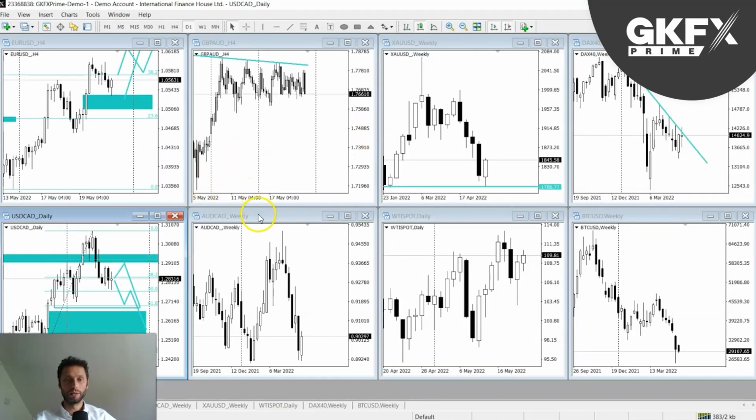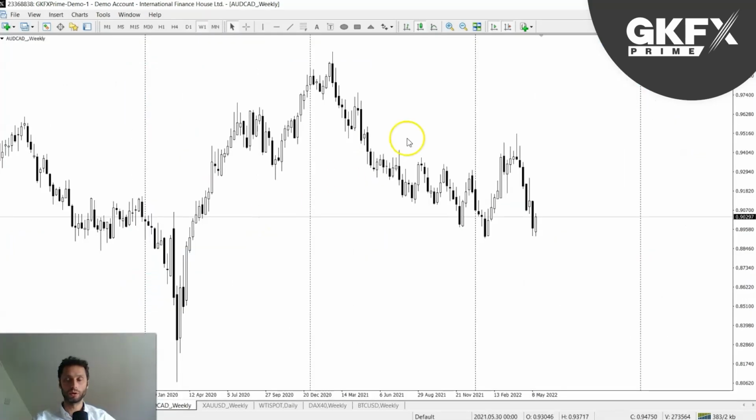Let me have a look at the Aussie CAD now. We've got some cross pairs, some minor pairs. So Aussie CAD, we have this swing, and what I'd like to see is generally for the market to reach certain levels. And if it hasn't reached those levels, then I want to look to enter the market to go into that.